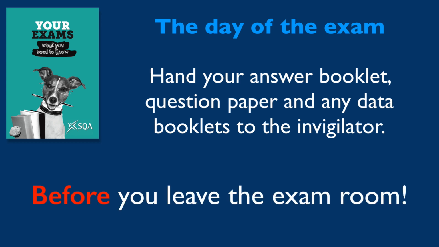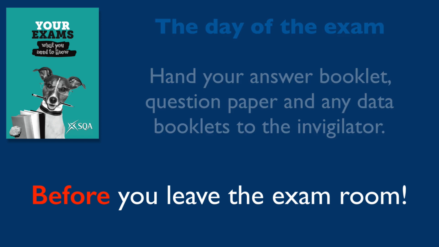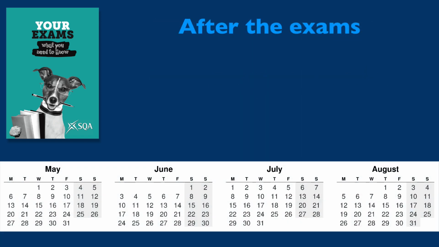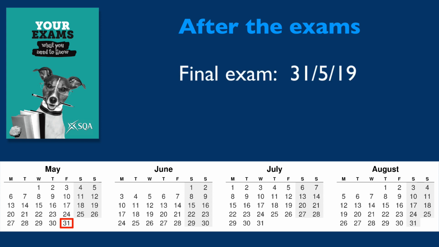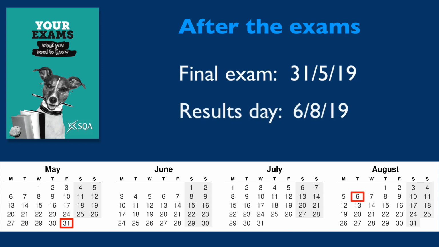And that's how you sit an SQA exam, at least until you do the next one, of course. The last of the SQA exams is on Friday the 31st of May. Then, on Tuesday the 6th of August, it's results day. That's the day you'll get your certificate in the post.